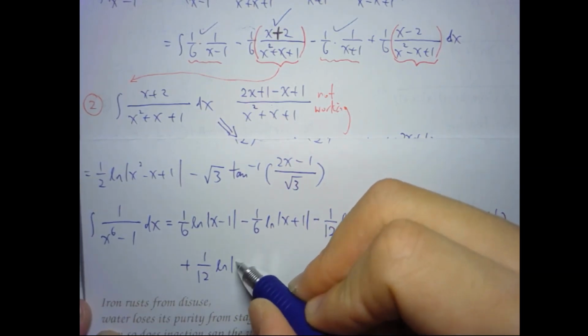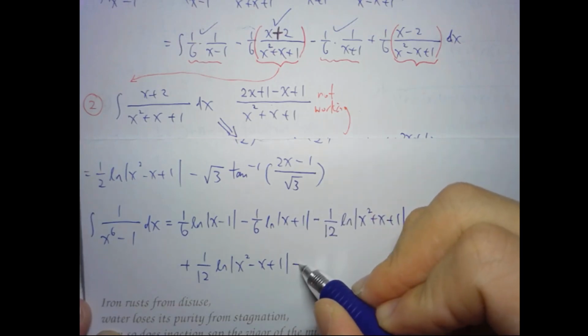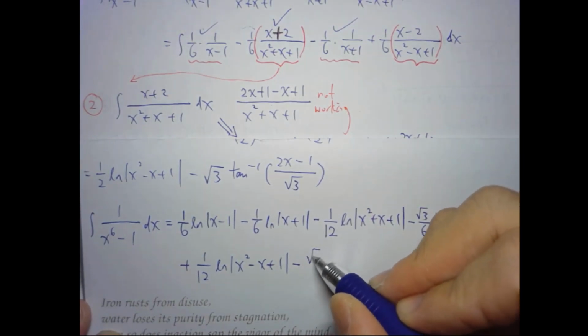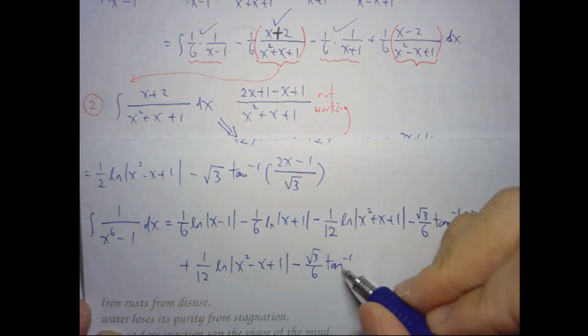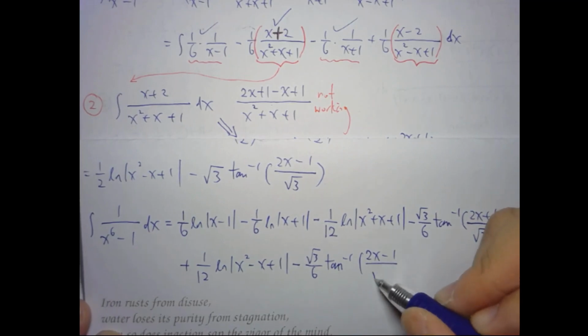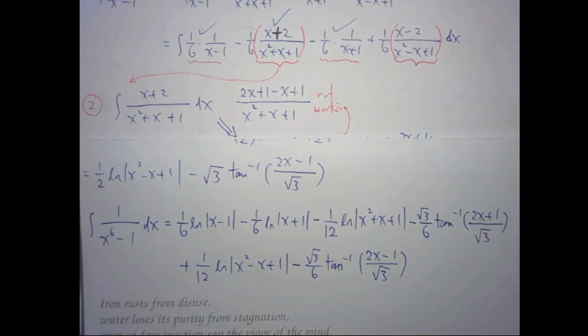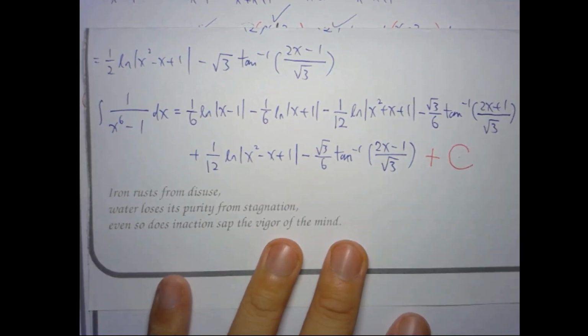1 over 12 ln of x squared minus x plus 1, and then minus root 3 over 6 arctangent of 2x minus 1 over root 3, and then I know I will add plus c at the back.